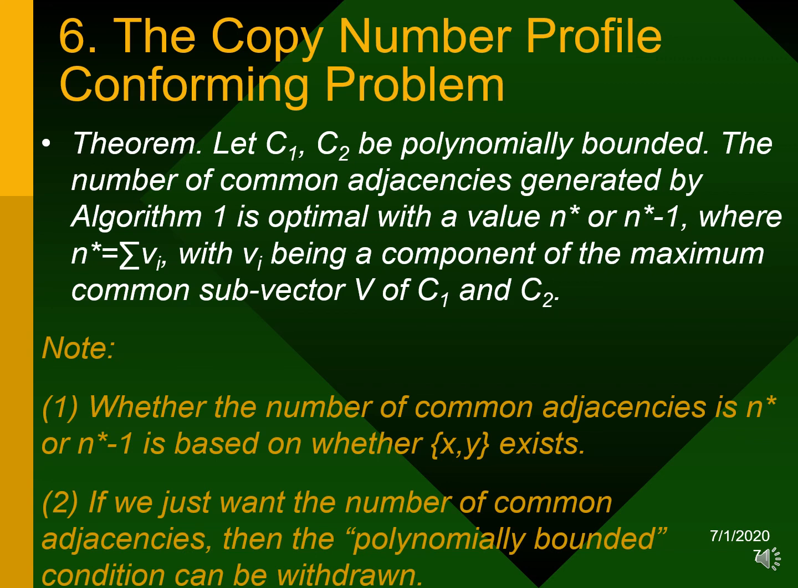Lastly, if we just want to return the number of common adjacencies, then the polynomially bounded condition can be withdrawn because we can work directly on the CNPs, I believe.